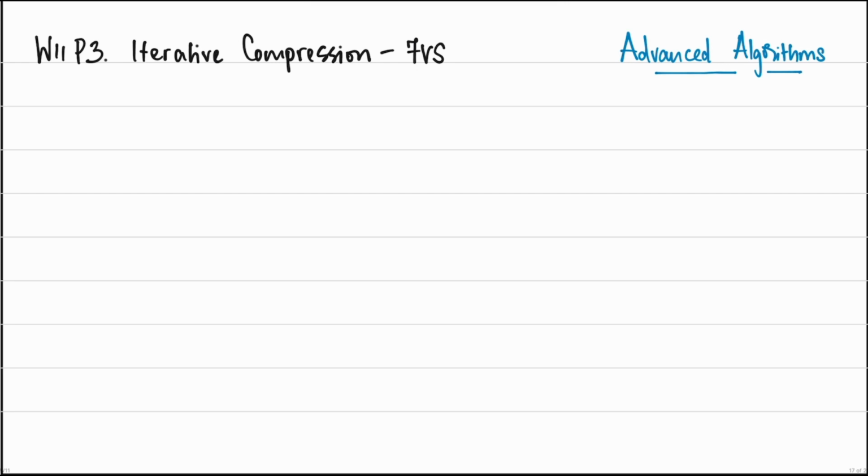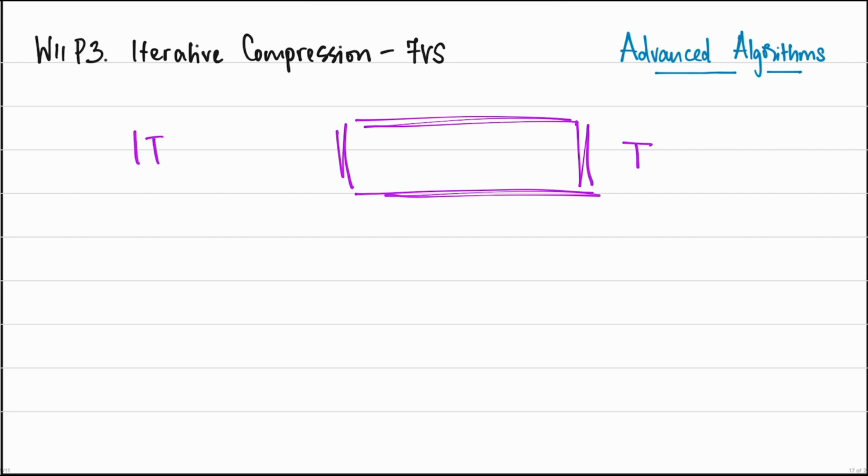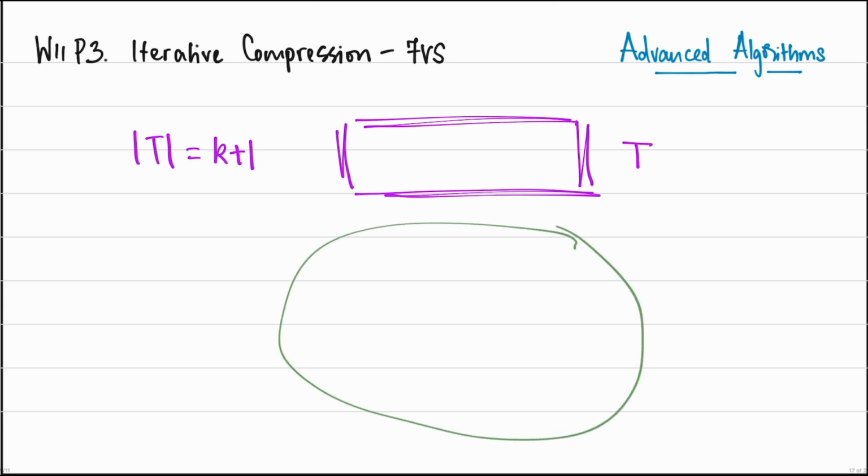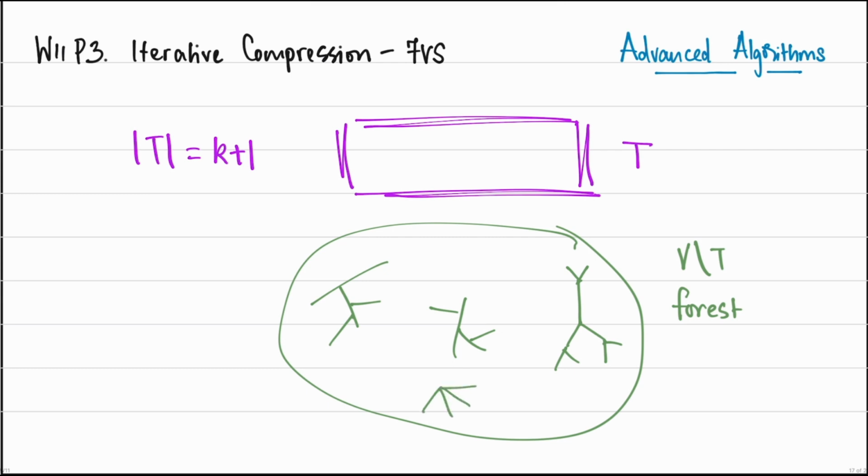So we have here our input solution T, and this is a FVS this time, and let's remember that T has k plus 1 vertices, and we know that what's outside here is a forest, that's V minus T, so its connected components are basically trees. Remember that when we were working with vertex cover earlier, we had an independent set sitting outside, but now we probably have all kinds of different structures. All we know is that there are no cycles. So that's what's going on out here.